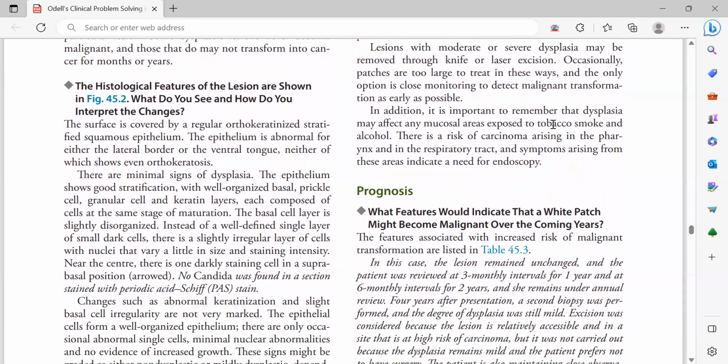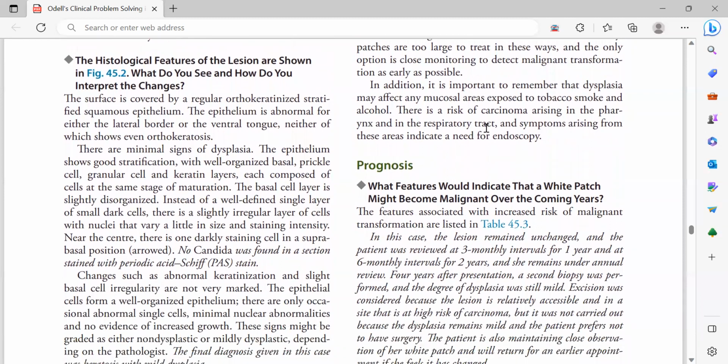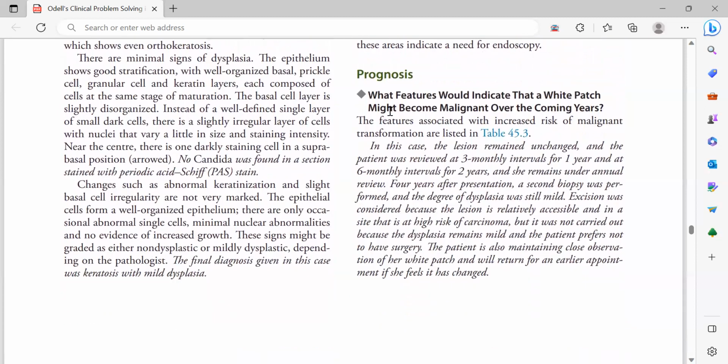In addition, it is important to remember that dysplasia may affect any mucosal areas exposed to tobacco smoke and alcohol. There is a risk of carcinoma arising in the pharynx and in the respiratory tract, and symptoms arising from these areas indicate a need for endoscopy. Then what would be the prognosis of this?